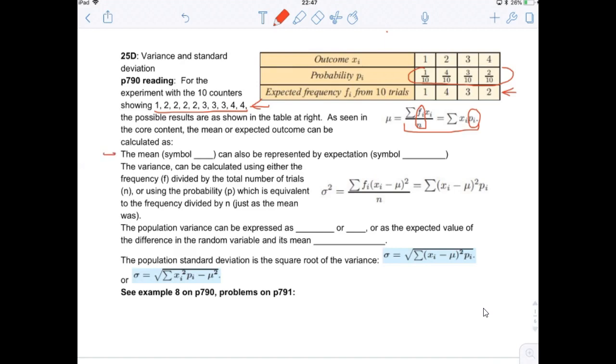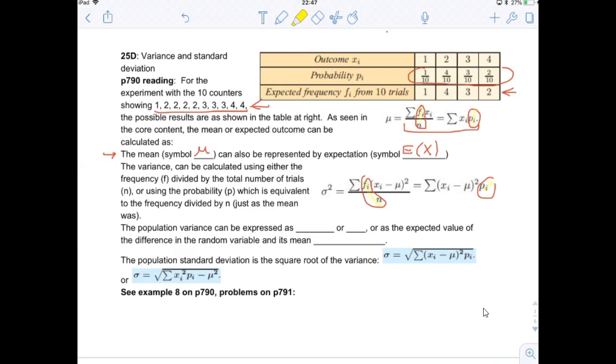The mean, symbol mu, Greek letter for m, can also be represented by expectation, symbol expected value of the random variable x. So those two things mean the same thing. The variance can be calculated using either the frequency divided by the total number of trials, f divided by n, or using the probability p, which is equivalent to the frequency divided by n, just as the mean was. Okay, so do you see how in the mean we have two alternative formulas? One of them is frequency divided by n, and the other one is probability. And in the variance, we also have frequency divided by n and probability.